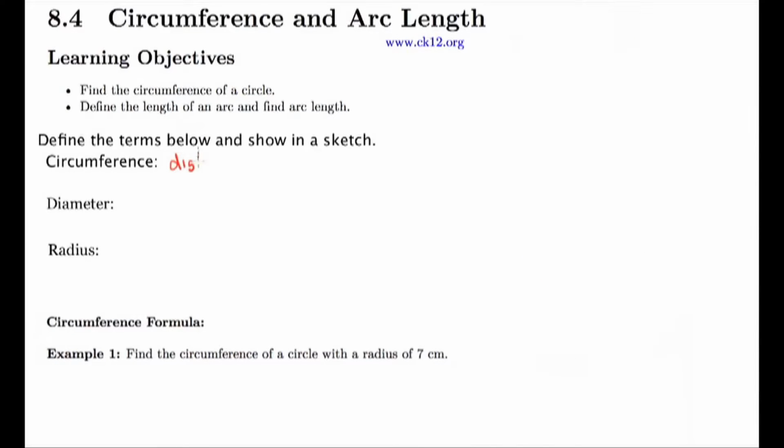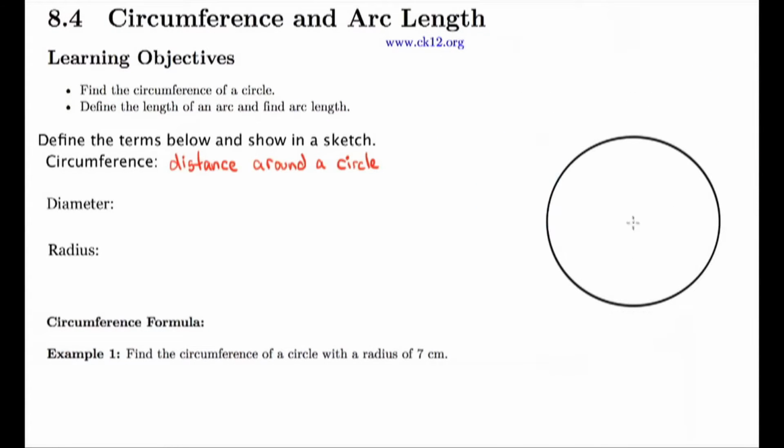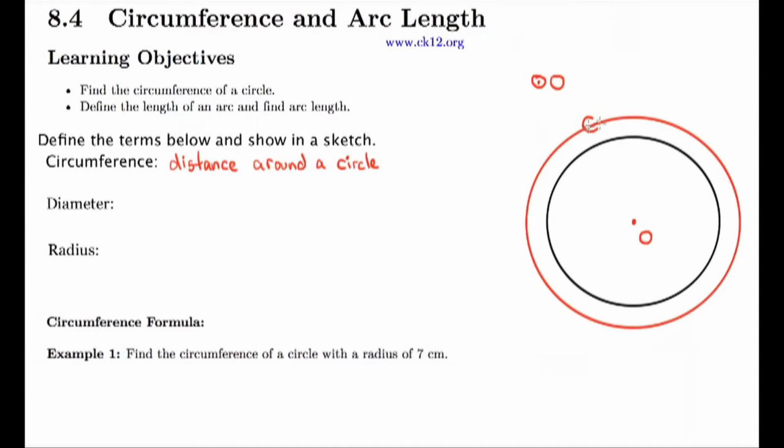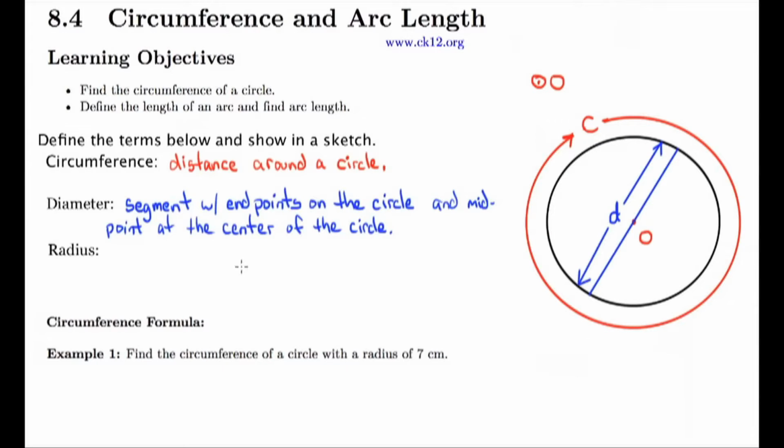Okay, in this video we're going to go over the notes for circumference and arc length. Circumference is the distance around a circle. I can call the circle O. Diameter is a segment with endpoints on the circle, and the midpoint is at the center of the circle. So here's the diameter D.